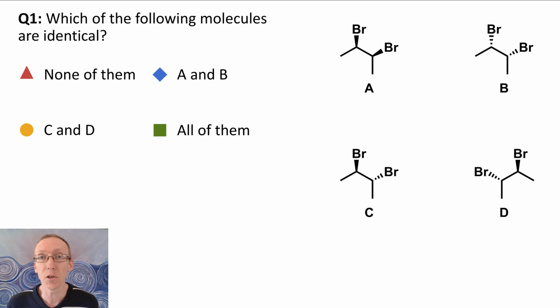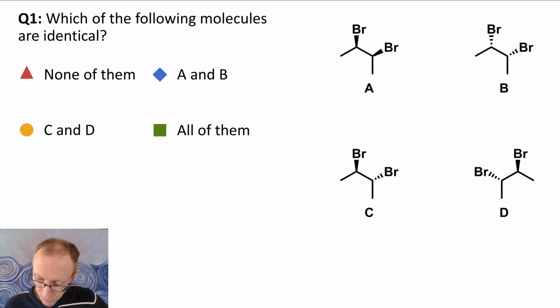So the first question on this Kahoot quiz is about these four molecules. In fact, the first several questions are about the same four molecules. The first question asks, which of the following molecules are identical? So what we need to do is manipulate these molecules in such a way that we can rotate them and see whether the atoms will overlap with each other.